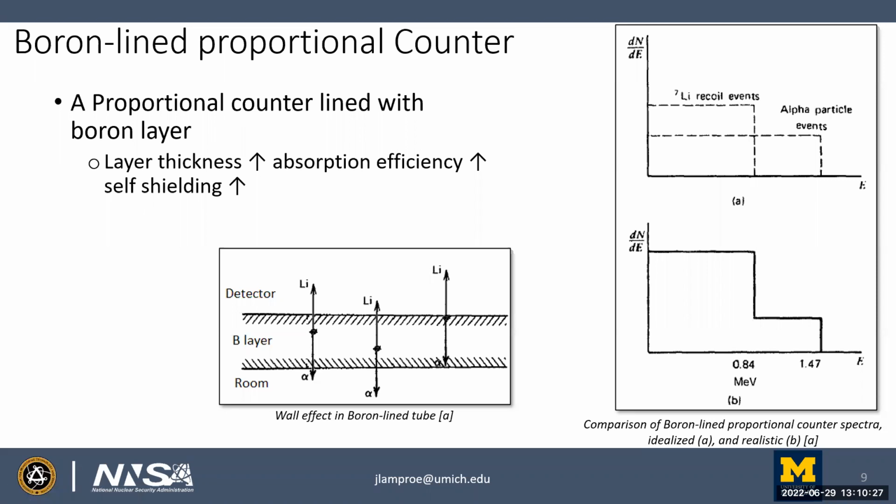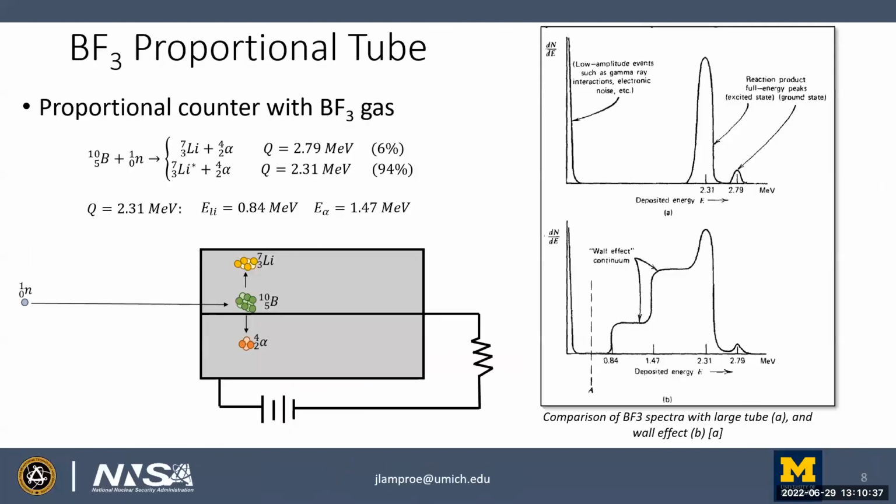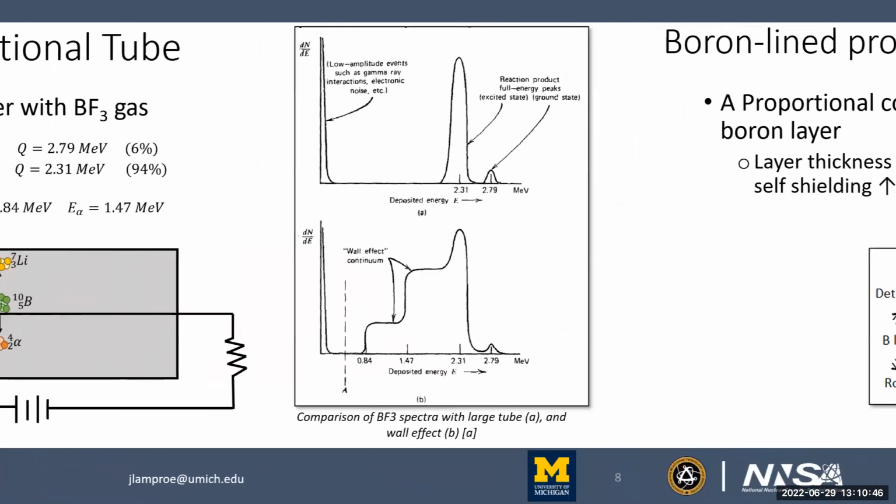And so, of course, increasing the layer thickness is going to increase efficiency as well as self-shielding. And in this larger detector, the same amount of proportional gas in the tube is going to help your efficiency.